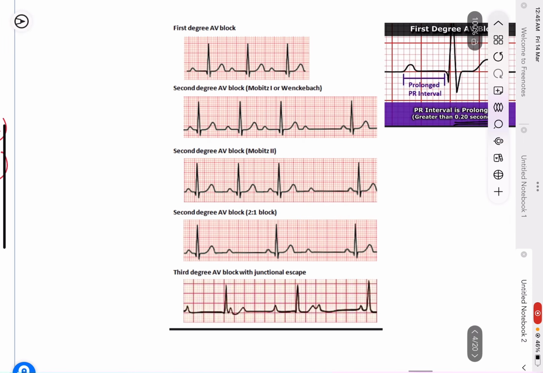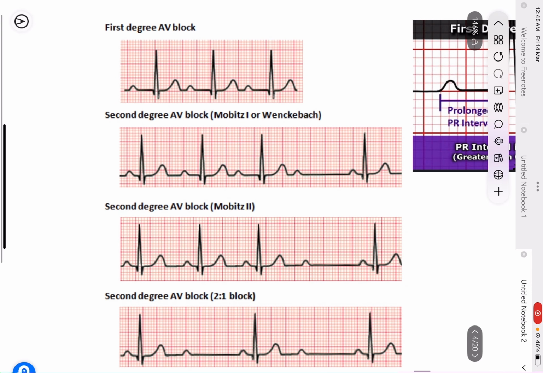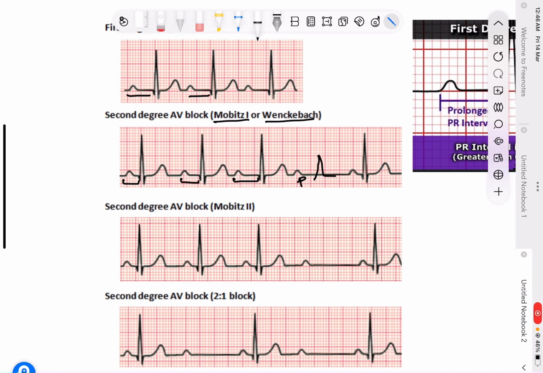See, this is first degree AV block. You see the PR interval, it is prolonged, more than 200 milliseconds. Now see Mobitz type 1, which is called Wenckebach. In Mobitz type 1, see this PR interval, see this PR interval, see this PR interval, and then this is the next P wave, and there is no QRS. See, here you don't have any QRS.